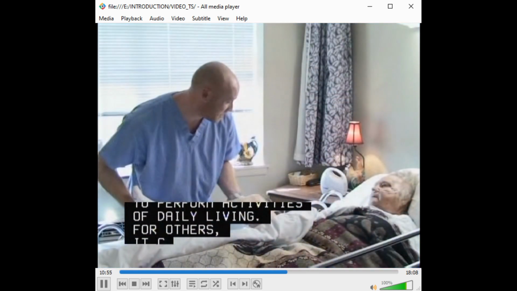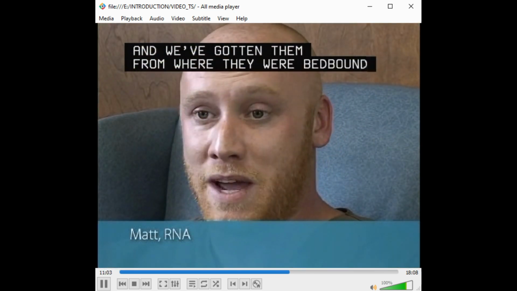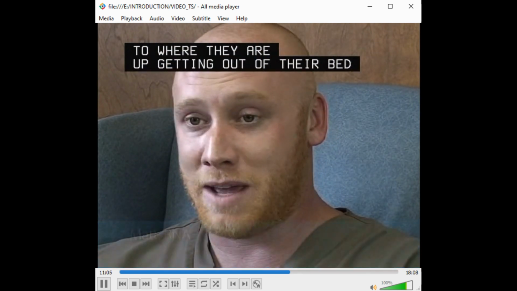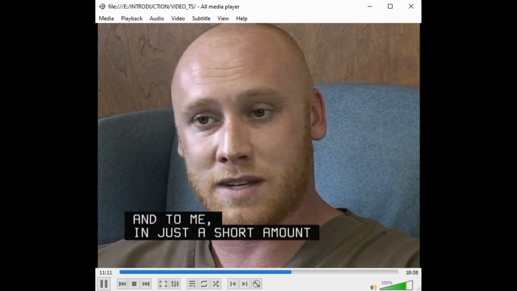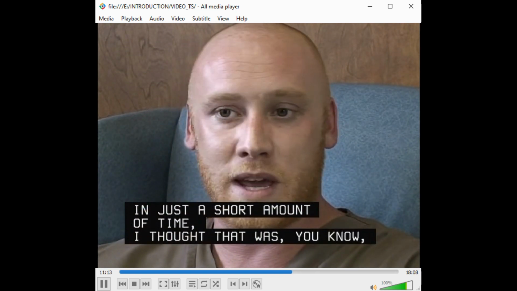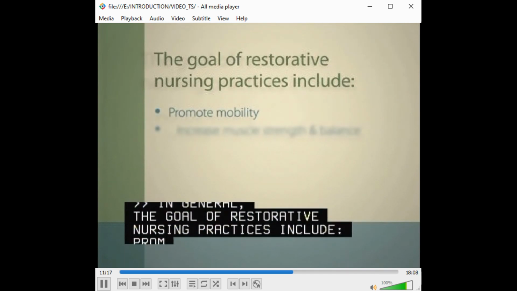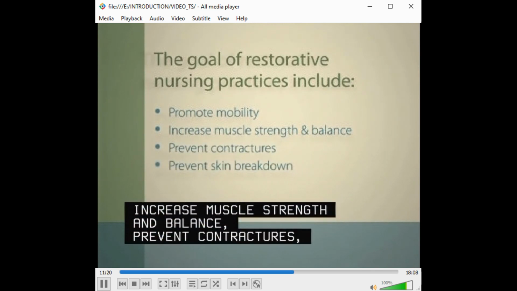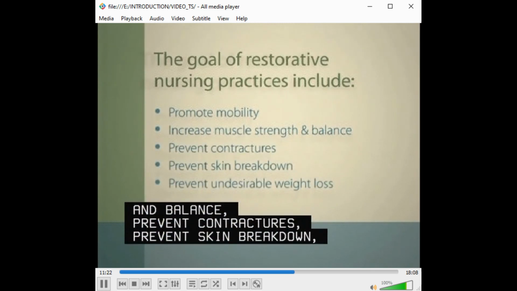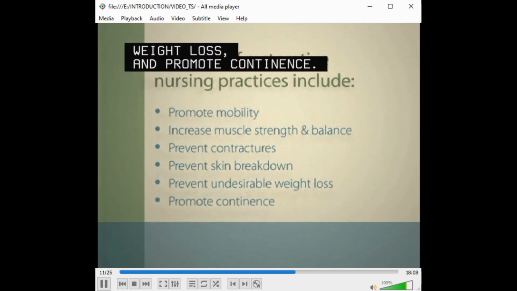For others, it can prevent a decline in functioning or slow its progression. You know, we've gotten them from where they are bedbound to where they are up, getting out of their bed by themselves and using walkers to go to and from the restroom. And to me, in just a short amount of time, I thought that was pretty amazing. In general, the goals of restorative nursing practices include promote mobility, increase muscle strength and balance, prevent contractures, prevent skin breakdown, prevent undesirable weight loss, and promote continence.